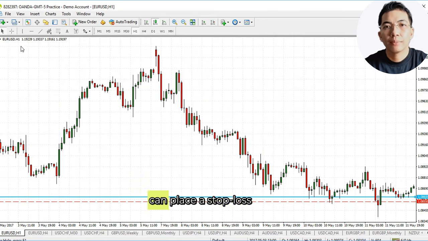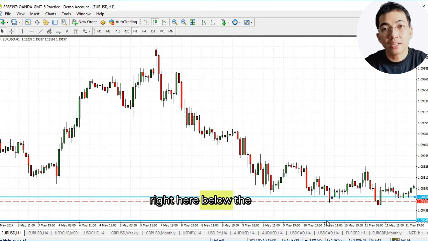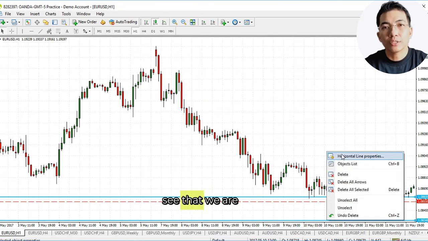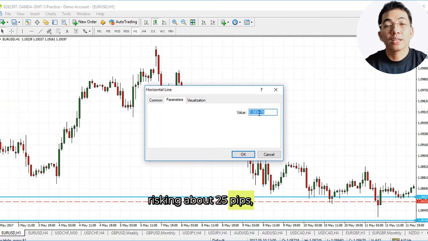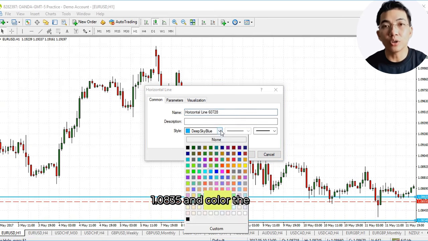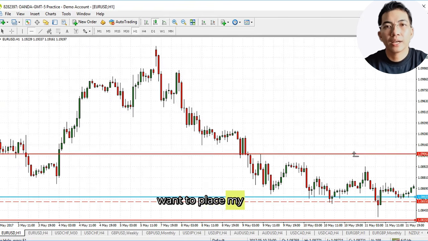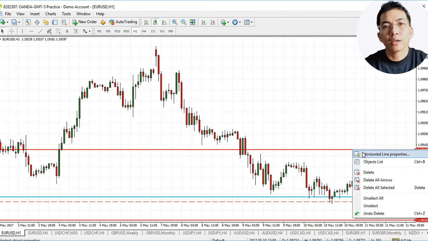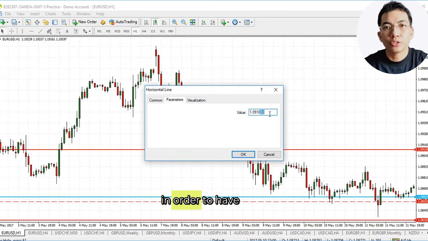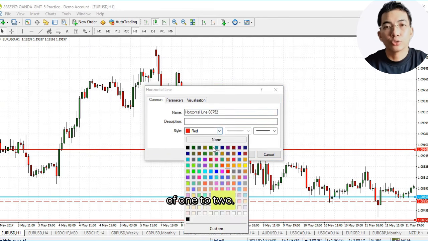This means that we can place a stop loss right here below the support, and you can see that we are risking about 25 pips. So I'm going to adjust the price at 1.0835 and color the line in red. So for this trade, we only risk 25 pips. Following my tips about the take profit, I want to place my line here 50 pips above the entry level in order to have a risk to reward of 1 to 2.